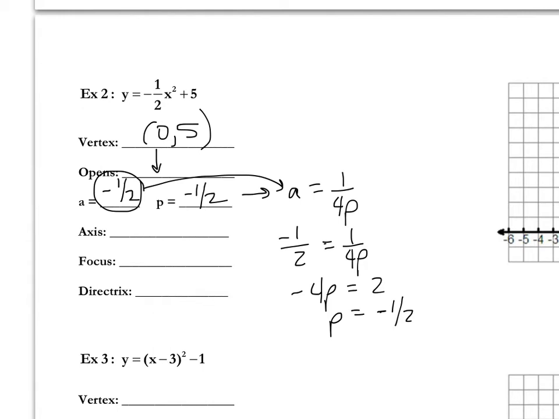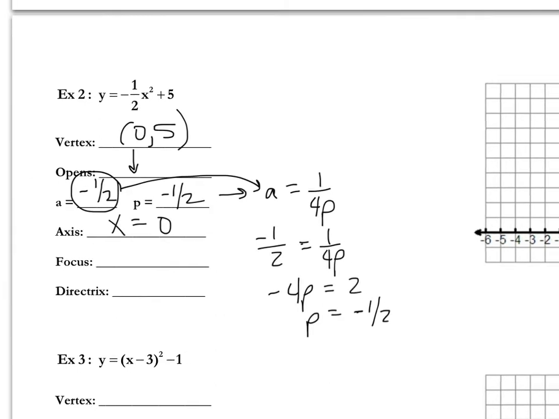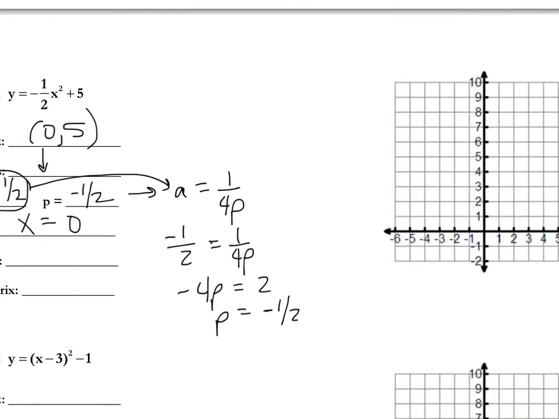Axis of symmetry, vertical line that cuts the parabola in half. X equals the x value of the vertex, so x equals 0. Alright, let's move over to the graph. I'm going to put my vertex right in the middle of that t-chart. So I've got x, y, 0, 5 right in the middle. I'll do -1 and 1.